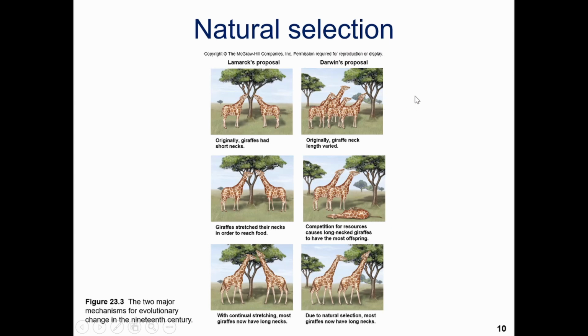On Darwin's side, he said that there was variation in neck length amongst the entire population of giraffes, so some had longer necks and some had shorter necks. Because the food is so high up, those with longer necks were able to eat more and support more offspring, while those with short necks did not eat as much and could not survive as long or have as many offspring. Over time, those with long necks were selected for because they could reach the resources that they needed.